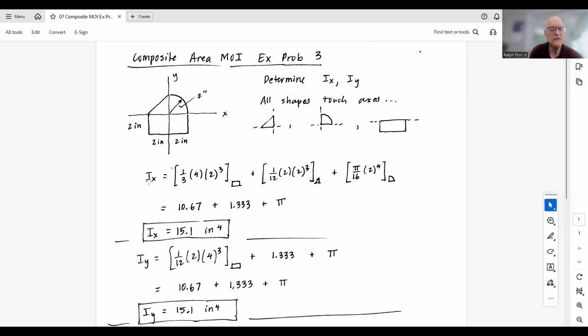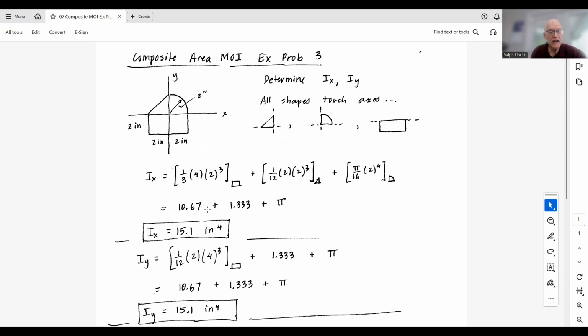About the x, for my rectangle, it's 1/3 base, which is 4, times height, which is 2, cubed. For the triangle, it's 1/12 base, which is 2, times the height cubed. And the quarter circle, his I-base is 5/16 r to the 4th. You actually end up with 10.67, 1.33, and then pi. And you get IX is 15.1 inches to the 4th.